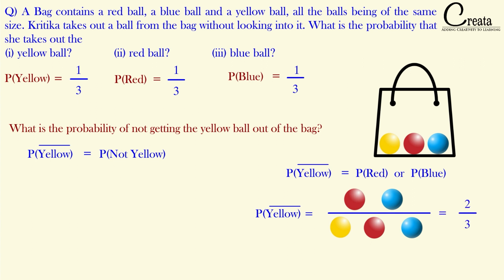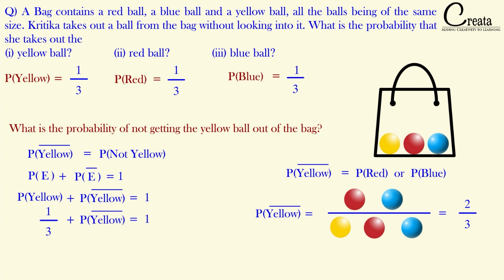Got it? We can also use the second observation, that is P(E) plus P(E bar) is equal to 1. That is P(yellow) plus P(not yellow) is equal to 1. And we have already calculated the probability of yellow ball as 1 by 3. We again got our answer as 2 by 3. So you can use either approach to solve the question, but you should know all the approaches.